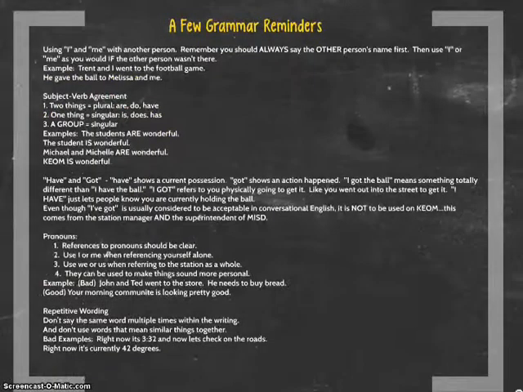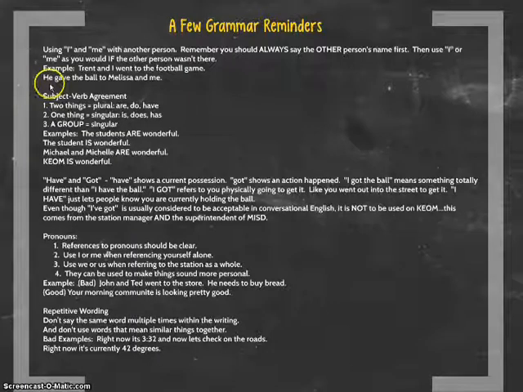Okay, now let's go over a few grammar reminders. Let's start off by talking about how to use I and me when you're grouping yourself with another person. Remember, you should always say the other person's name first, and then use I or me like you would if the other person wasn't there. For example, I might say, Trent and I went to the football game. I put his name first, and then I decided, would I say I went to the football game or me went to the football game? Since I is correct, I used Trent and I.